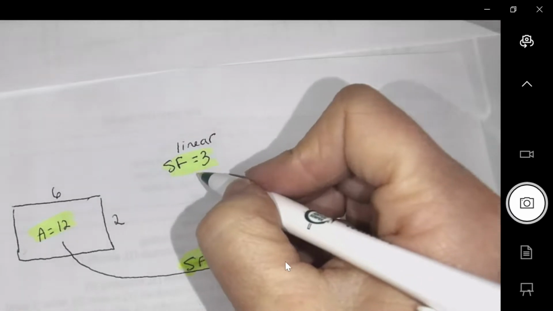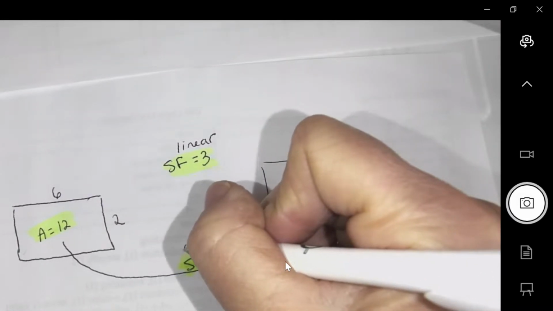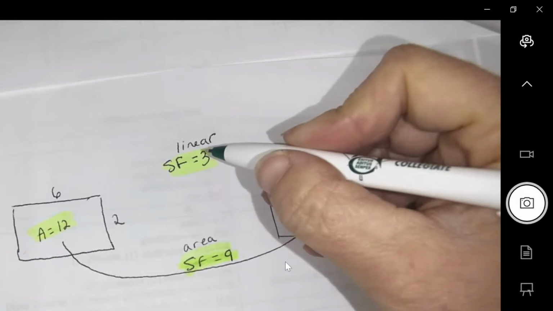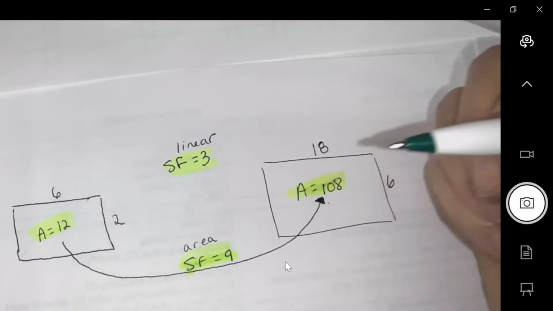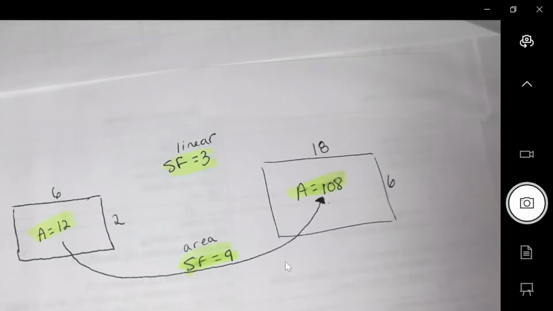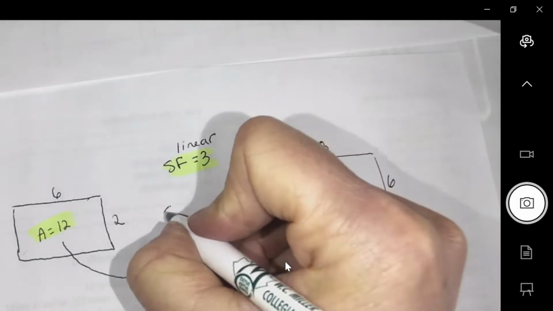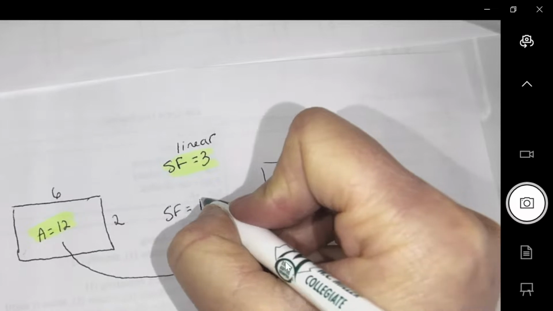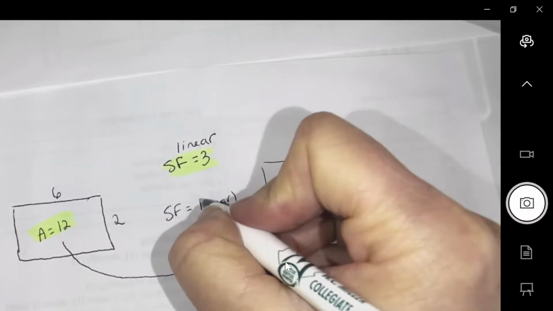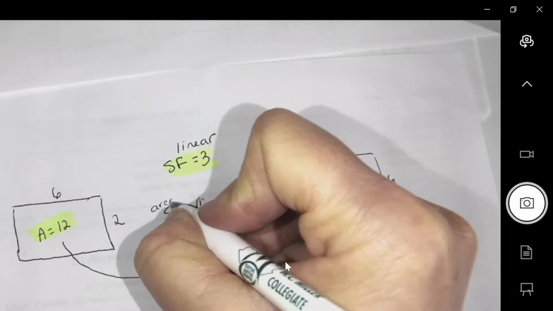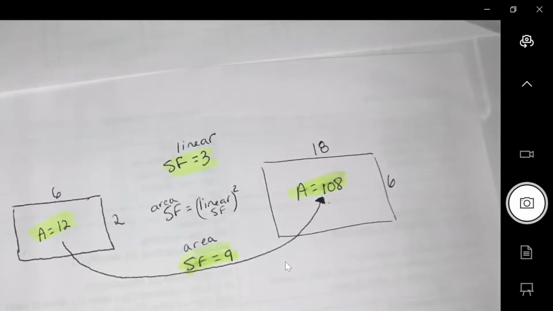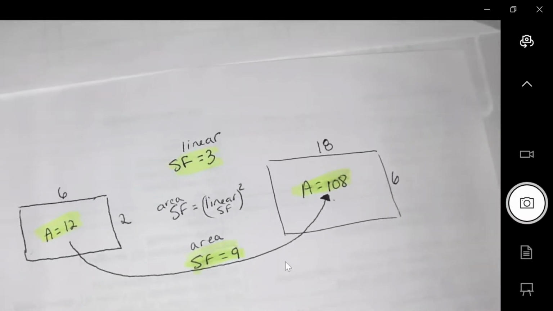So what's the relationship between the linear scale factor and the area scale factor? The linear squared. The area scale factor will be the linear scale factor squared. Okay. By the way, I have this written down on that one paper for you, not the exact same measurements, but that paper I gave you yesterday.